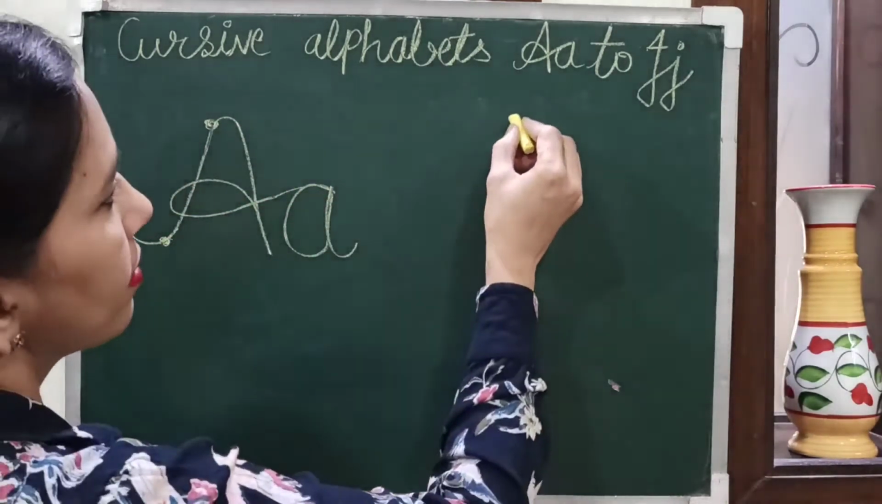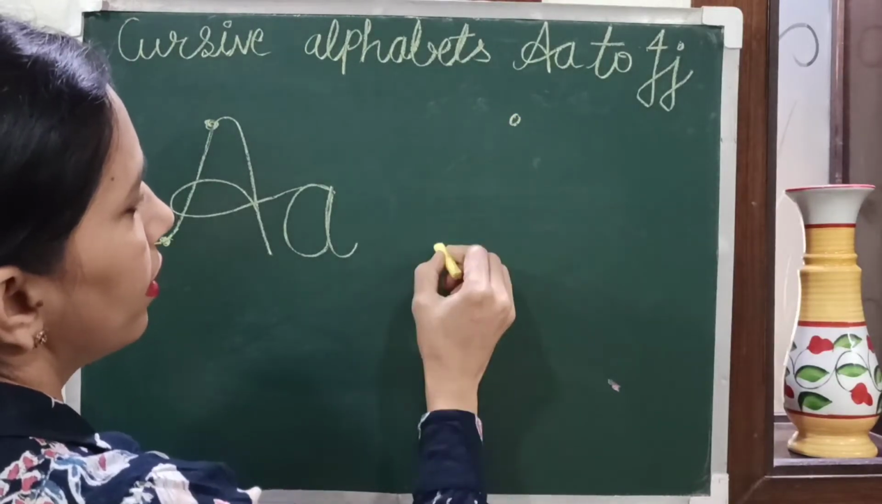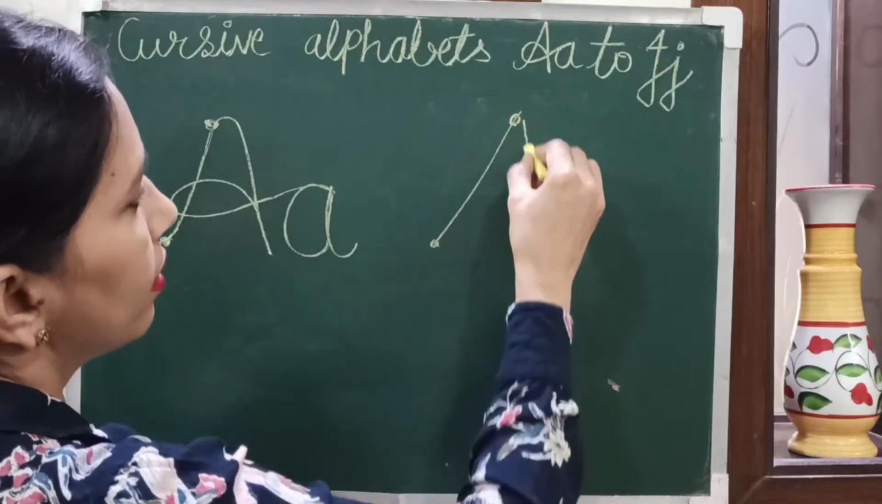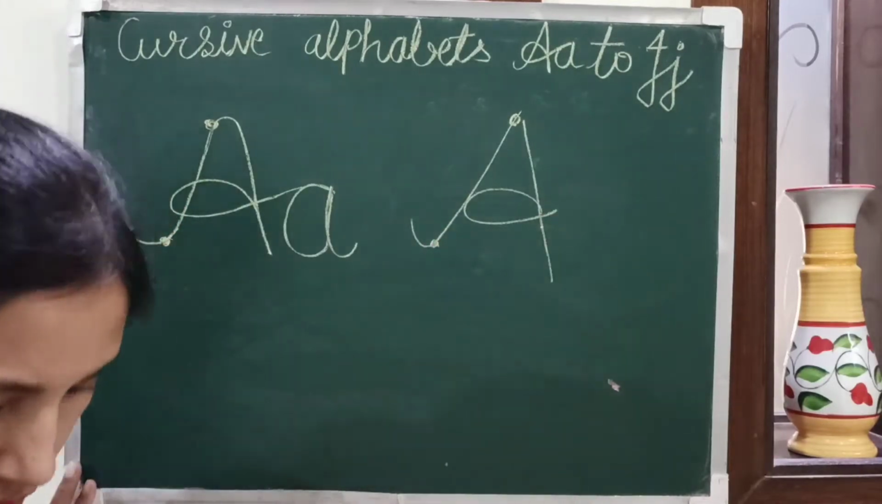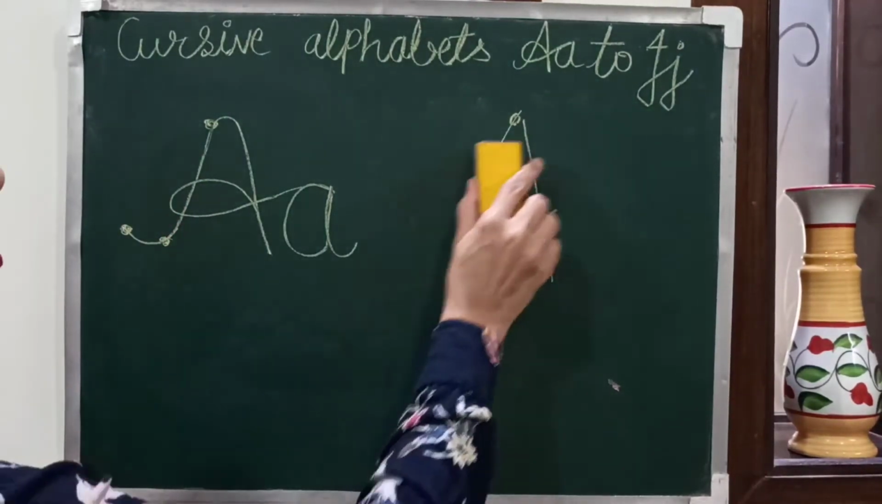Don't make it like this. I have seen students doing like this. They do like this. This is not the right way. So always make cursive alphabet A like this.